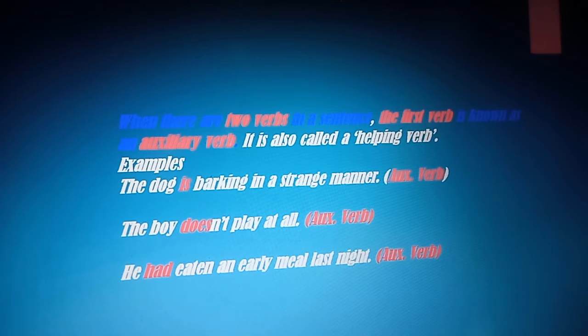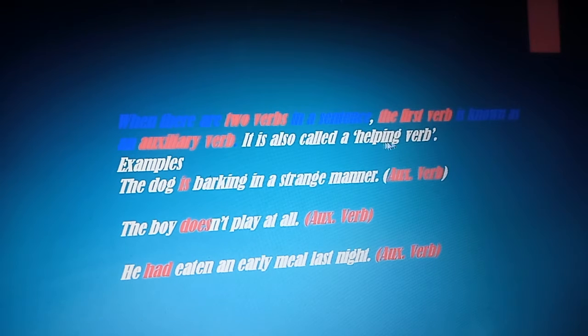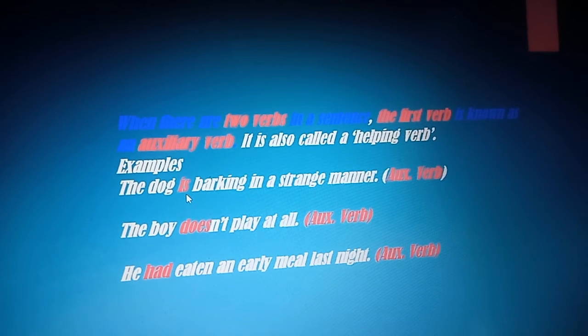When there are two verbs in a sentence, the first verb is known as an auxiliary verb, and it is also called a helping verb. An example is given: the dog is barking in a strange manner. Here you see, there are two verbs. Is is the first verb and barking is the second verb. So here is functions as an auxiliary verb or helping verb, and barking is the main verb. So it is clarified here.